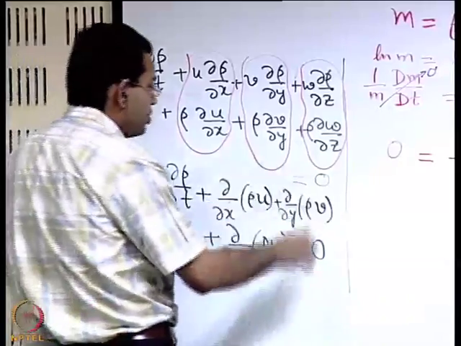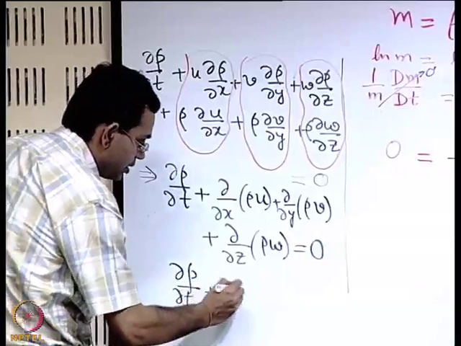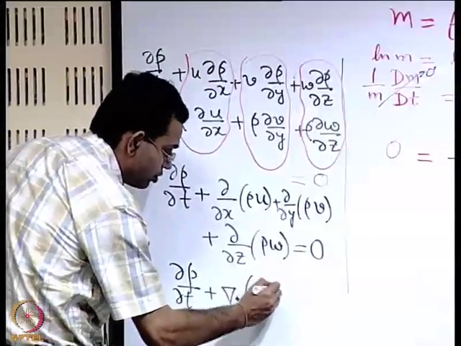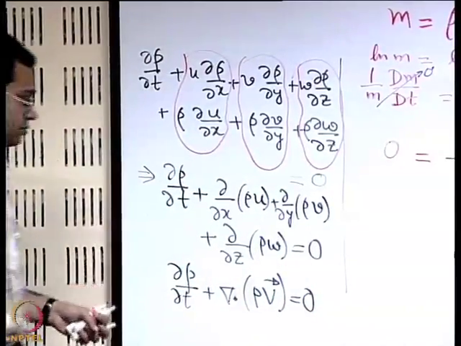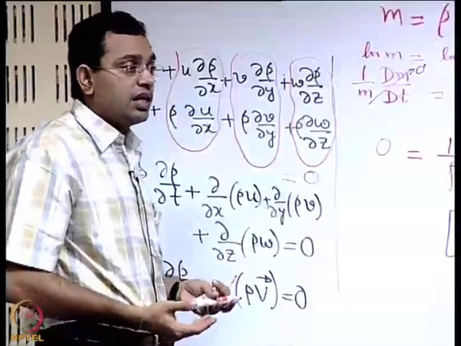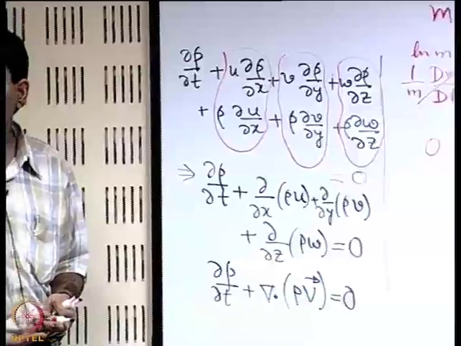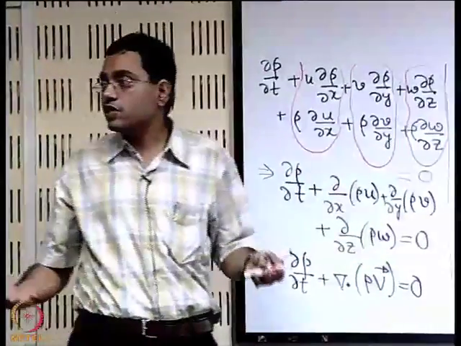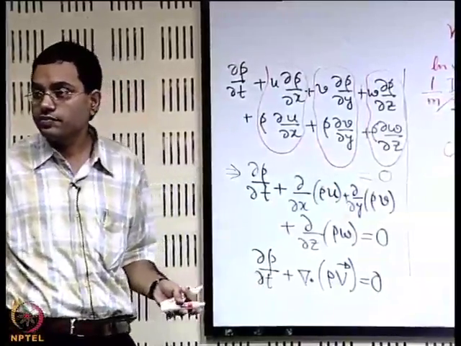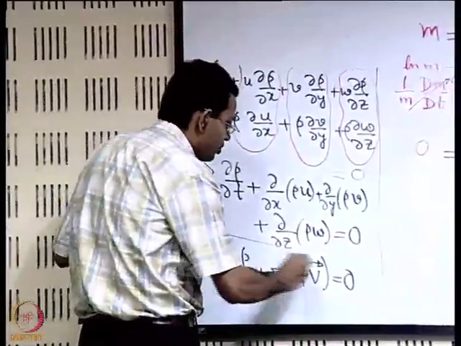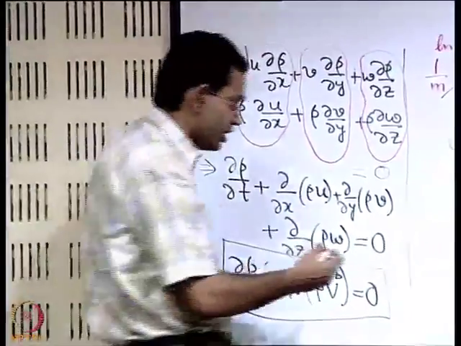It is again possible to write it in a compact vector notation. This becomes divergence of rho into velocity vector, that is equal to 0. This equation, in a general understanding, is supposed to be the most fundamental differential equation in fluid mechanics, because no matter how complex or how simple the flow field is, it should satisfy the law of conservation of mass. So, this is a differential equation expressing the law of conservation of mass for a fluid element, and this is known as the continuity equation.